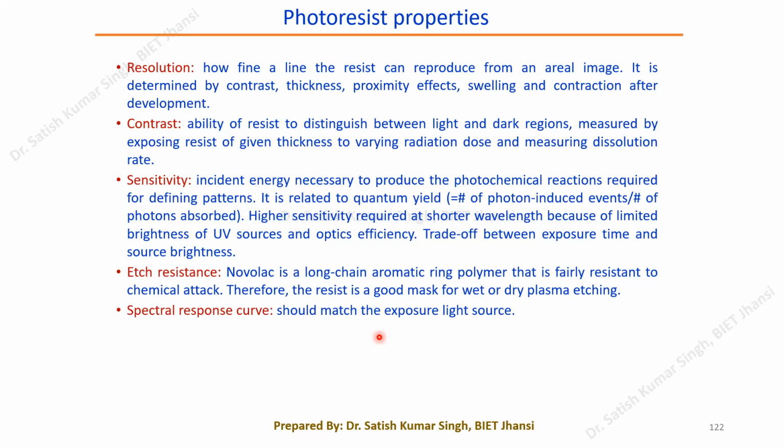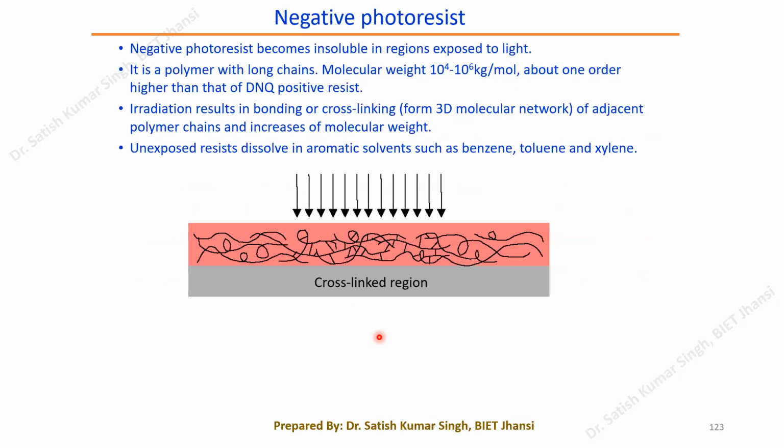Obviously, the spectral response curve. Whatever light you want to use at a particular wavelength, the spectral response curve of your photoresist should match the spectral response of the exposure light that you have chosen. It should be matching. If it is not matching, then obviously it is of no use.